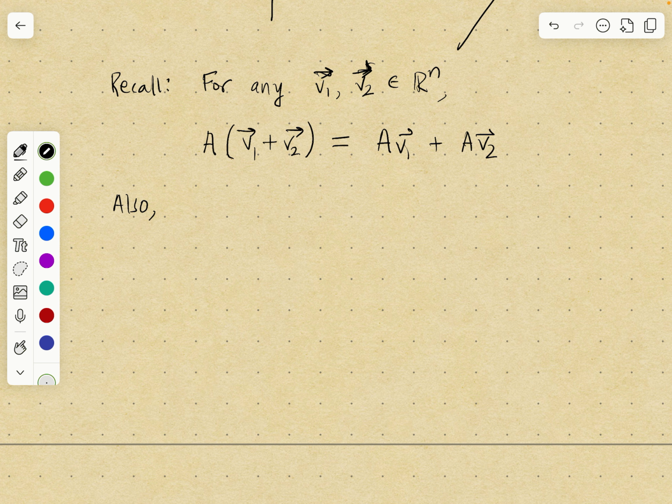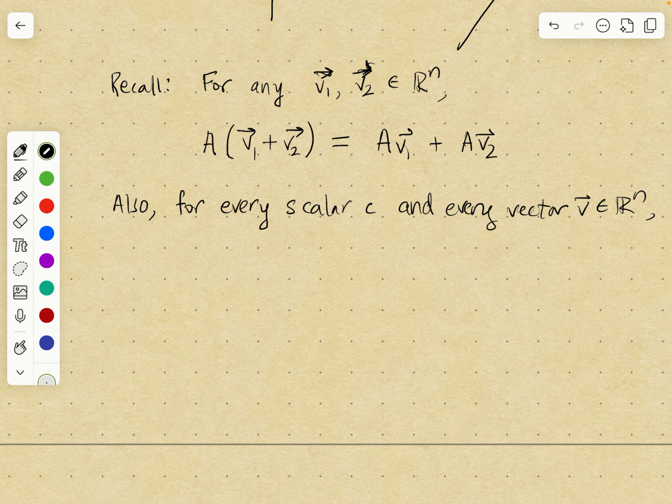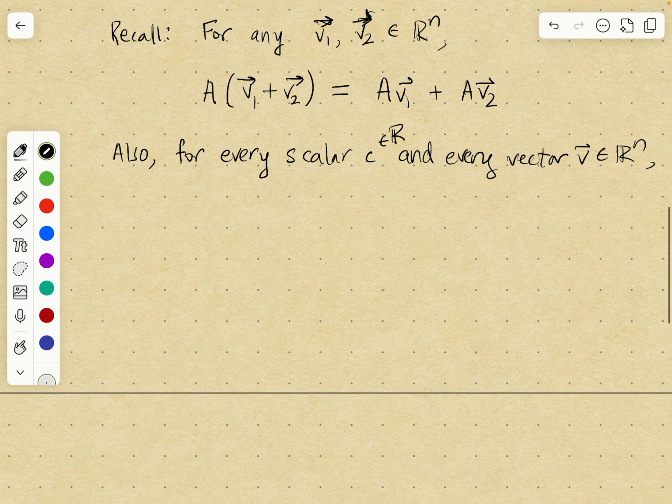Anyway, so whenever you have a scalar C and a vector V in Rn, so a scalar C is a real number, C is an element of the real numbers, and a vector V, well, you can take CV, and then if you do A times it, what are you going to get? You're going to get C times the vector AV. So in other words, you can take A times V and then multiply that by C.